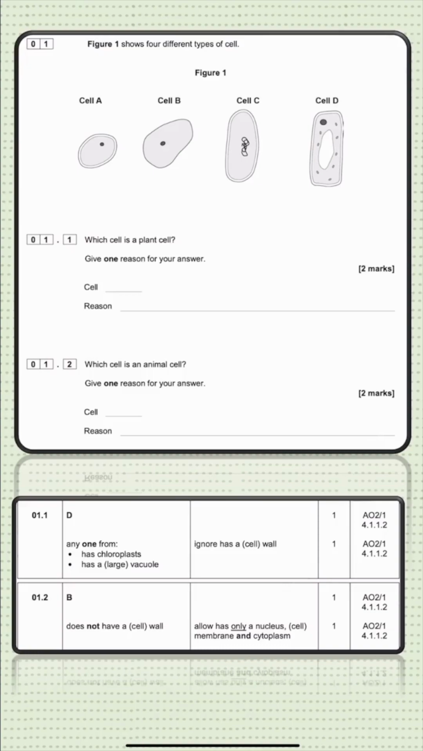So yeah, you can see here, guys, D was fine. You can say it has chloroplast, has a vacuole. You cannot say because it has a cell wall. Like I said, it says ignore that it has a cell wall. That's because C here has a cell wall. For B, it does not have a cell wall. Allow, it has only a nucleus, membrane, and cytoplasm. Yeah, that's a weird answer. But if you were to mention all three of these, then you'd get a mark as well. So that's fine.